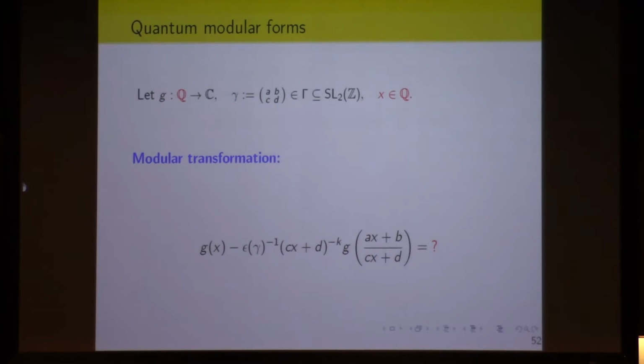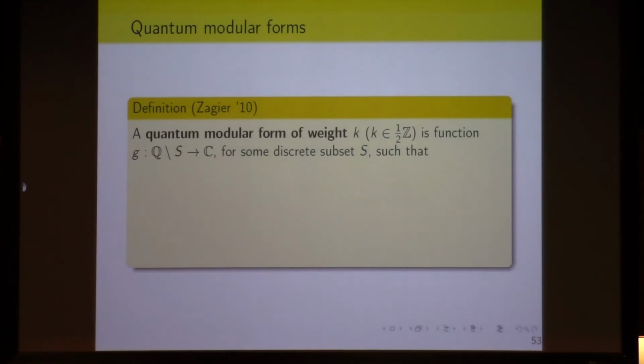So quantum modular forms are something like modular with respect to Q, not the upper half plane. There's a question mark here on the right-hand side. It doesn't make sense to put a 0. But what does make sense is to ask that that error to modularity, that difference, is well behaved in terms of its analytic properties. So this is a relatively new definition due to Zagier.